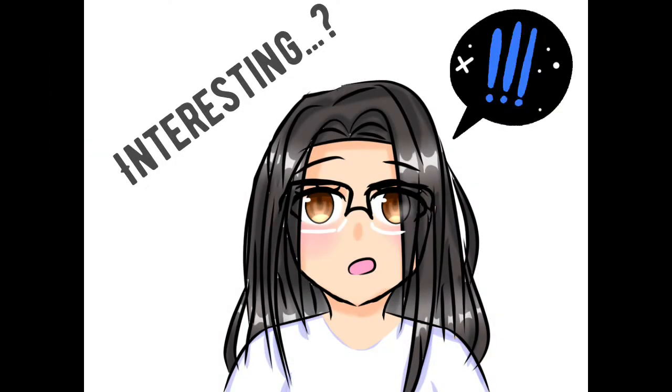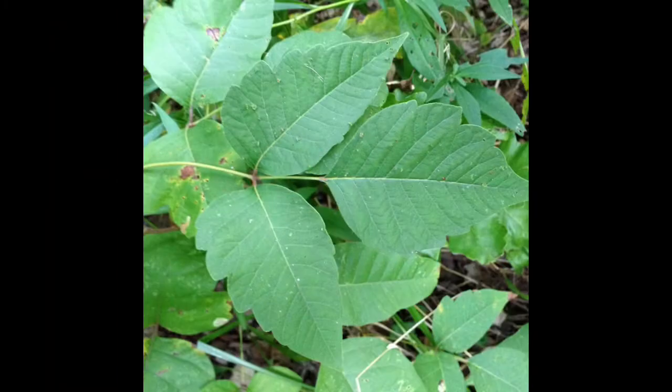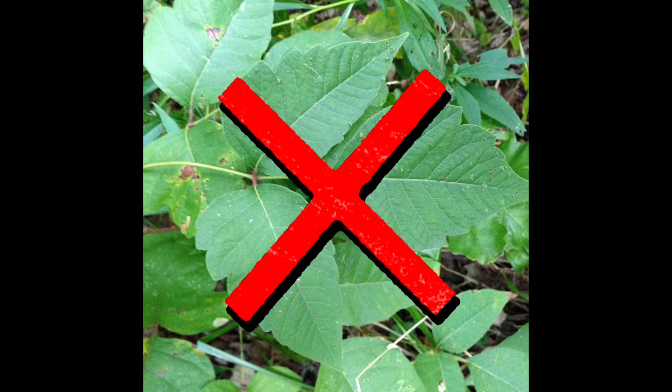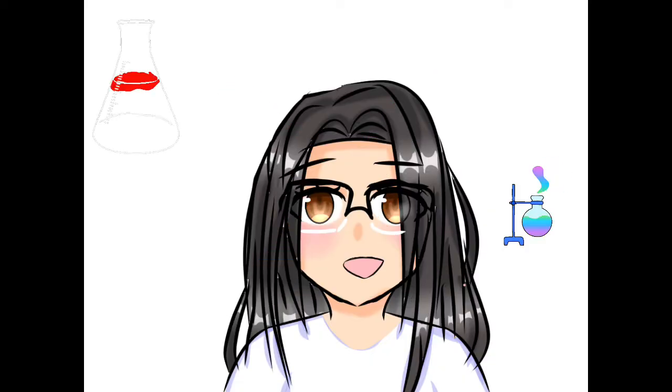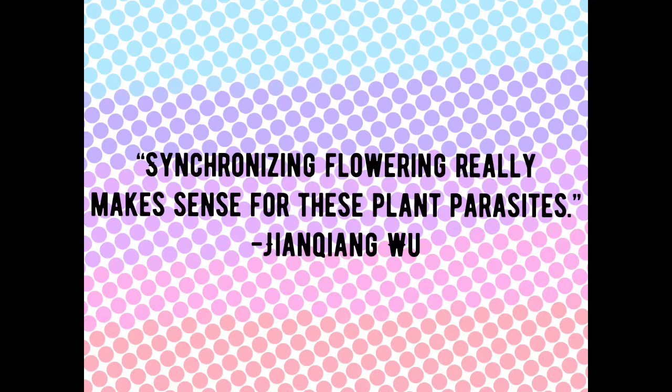The interesting thing about this plant is that it eavesdrops on its host to know when to flower, or to reproduce. Under normal circumstances, plants use their leaves to sense when the environment conditions are best to reproduce. Dodders have no leaves, so by eavesdropping on its host, or using a chemical signal from the host as its own, it can know when to reproduce without using leaves. Synchronizing flowering really makes sense for these plant parasites.